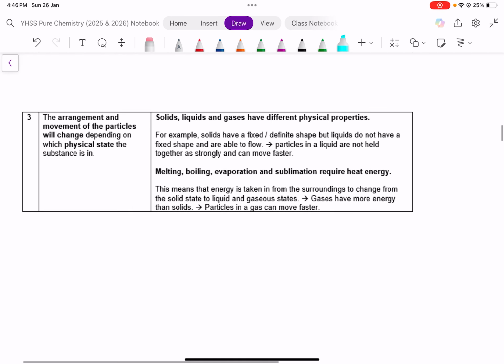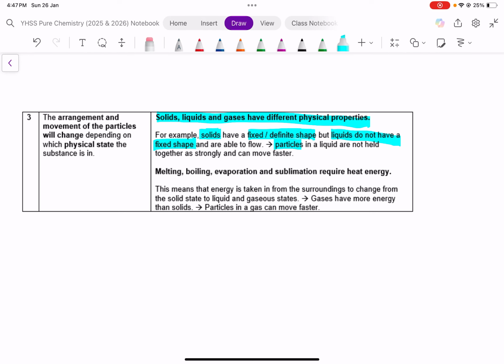And finally, how do we know that the arrangement and movement of particles differs depending on which state the substance is in? We know this because solids, liquids, and gases have different physical properties. In primary 4, you may have learnt solids have a fixed shape. But liquids do not have a fixed shape. They can flow freely. They take the shape of their containers. This has to do with the particles having a different arrangement and movement of particles in a liquid.